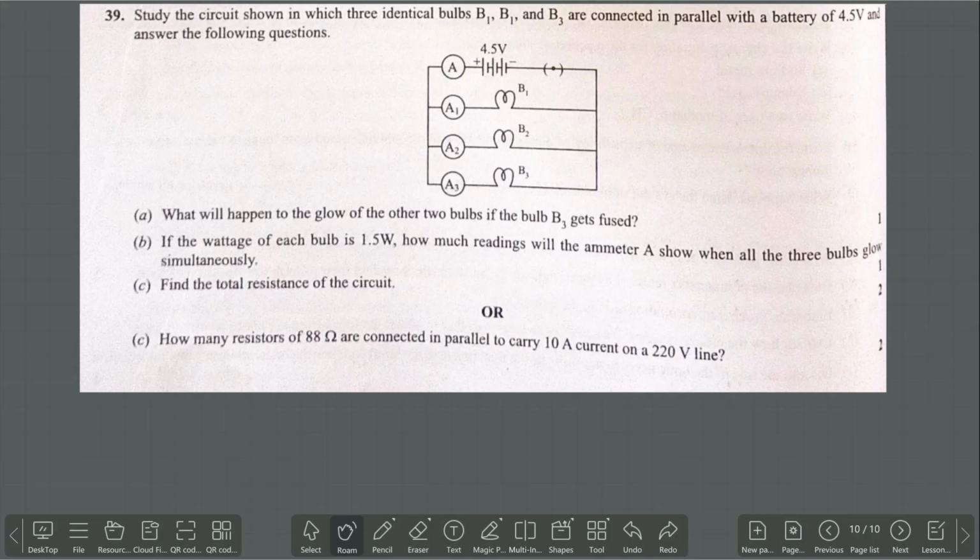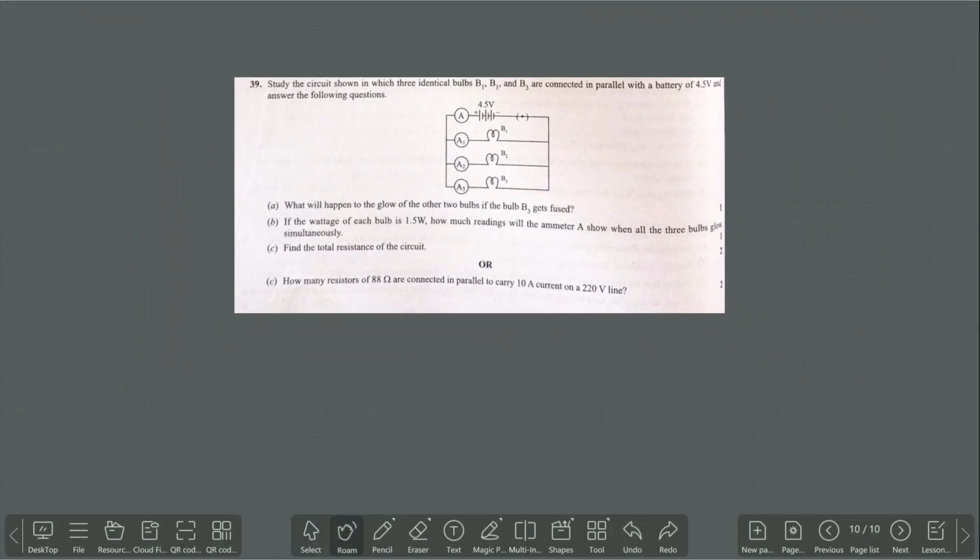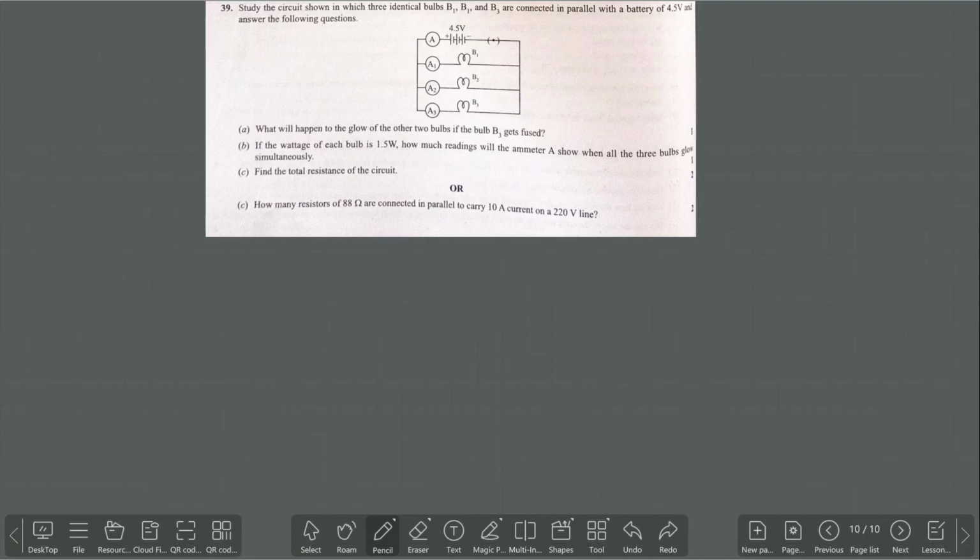So now read the B question. If the wattage of each bulb is 1.5 watt, how much reading will the ammeter A show when all the 3 bulbs glow simultaneously? Wattage represents the power. So what is the power of each bulb? They said P1 is equal to P2 is equal to P3 is equal to 1.5 watt. And the potential difference, we already know, V is equal to 4.5 volt. So they are asking what is the current in the ammeter A.